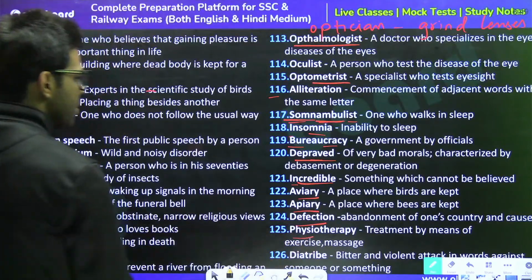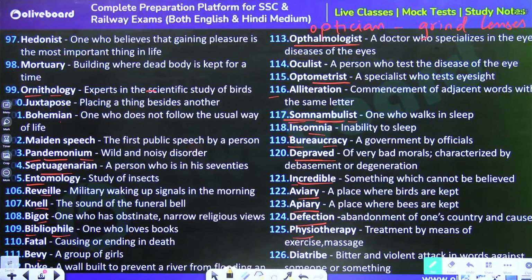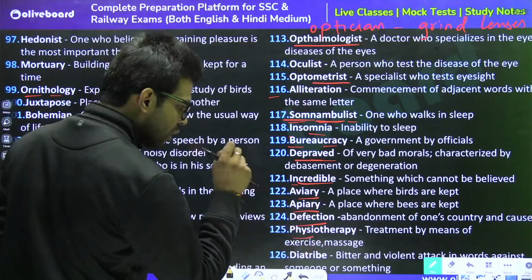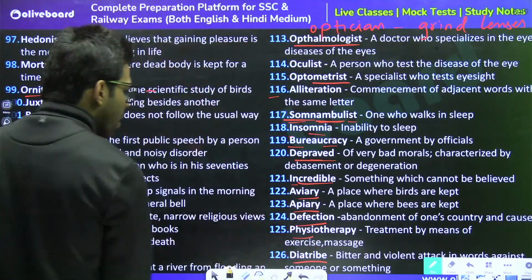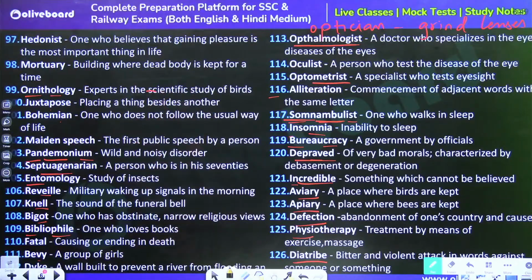Physiotherapy, you better know, is treatment by means of massage, exercise, hand gestures and such. Diatribe is a bitter and violent quarrel. In just words, not using your hands and such. Bitter and violent attack just in words against someone or something.